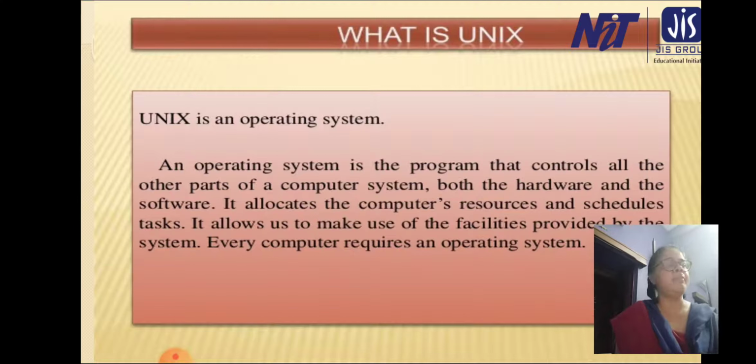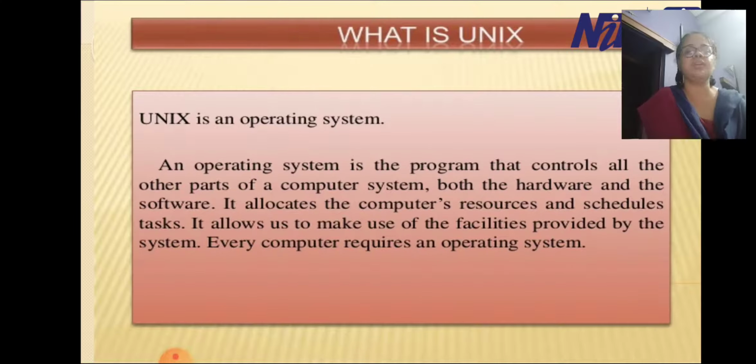Unix is an operating system. An operating system is the program that controls all the other parts of a computer system, both the hardware and the software. It allocates the computer resources and schedules tasks. It allows us to make use of the facilities provided by the system. Every computer requires an operating system.